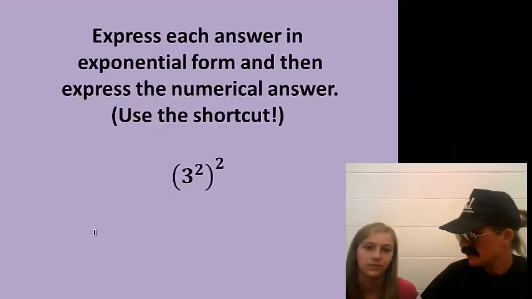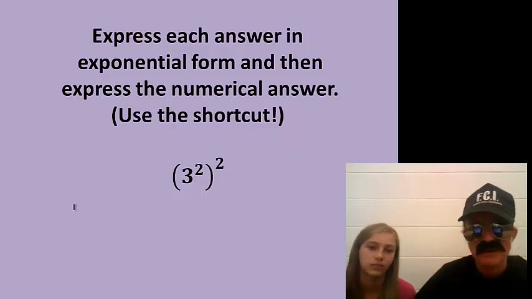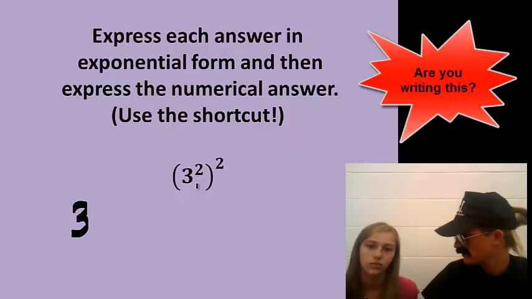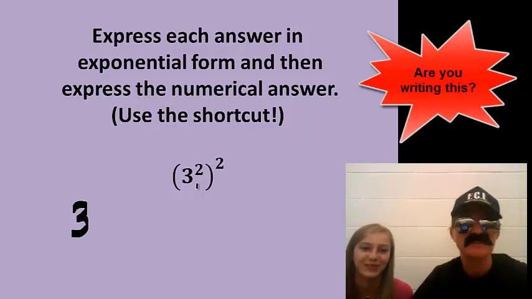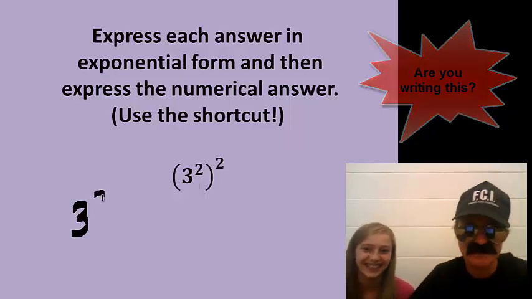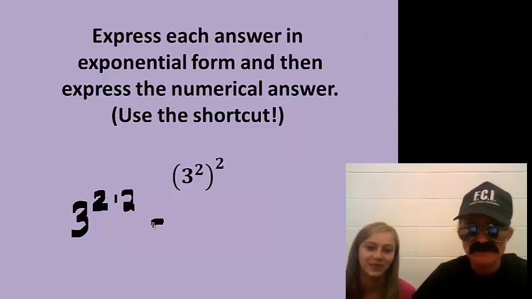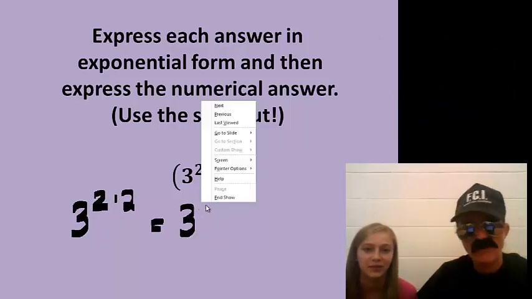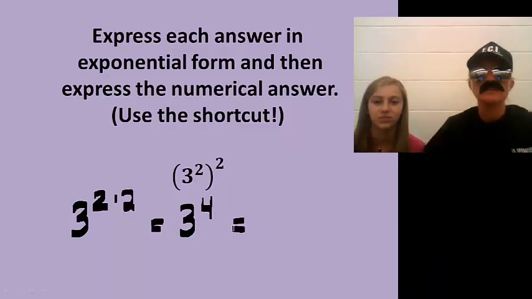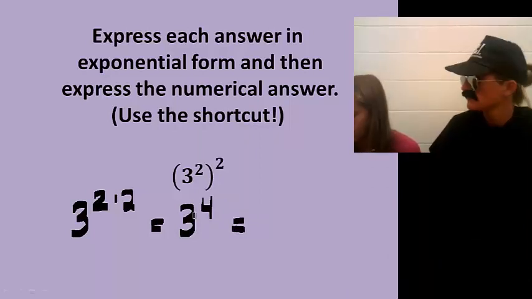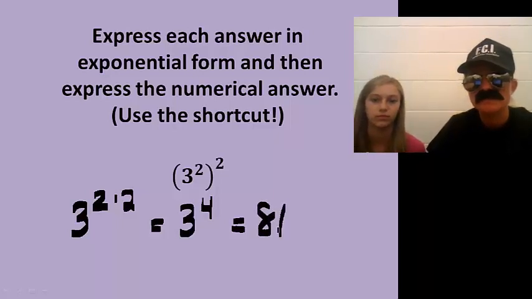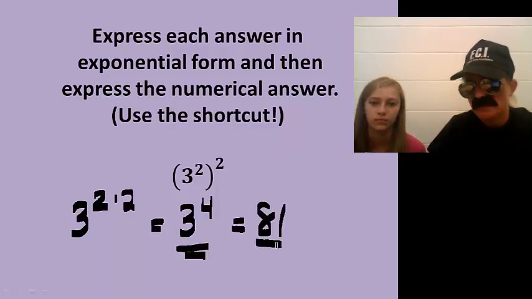So we're going to use the shortcut. We have 3 to the 2nd, to the 2nd. This is power to a power. So what do we do to the exponents? Multiply. Not going to get her this time. 2 times 2 is 3 to the 4th. She's going to plug that in. 3 to the 4th is 81. Writing it exponentially, writing it numerically.